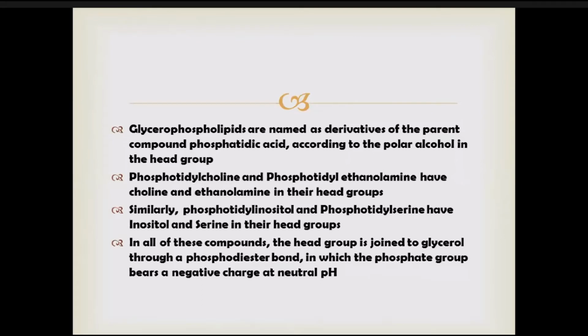Phosphatidylcholine and phosphatidylethanolamine have choline and ethanolamine in their head groups. Similarly, phosphatidylinositol and phosphatidylserine have inositol and serine in their head groups. In all of these compounds, the head group is joined to glycerol through a phosphodiester bond in which the phosphate group bears a negative charge at neutral pH.